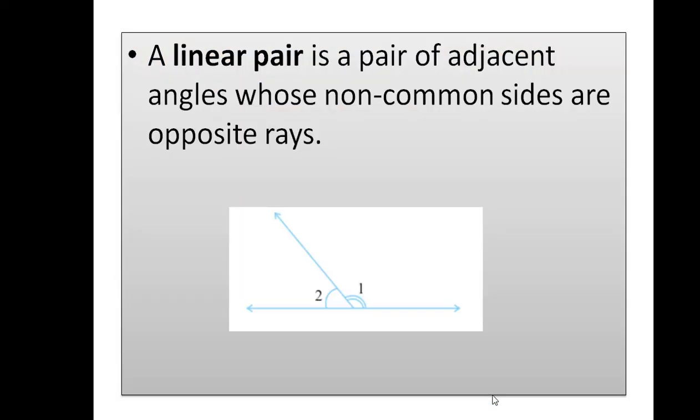Then linear pair. A linear pair is a pair of adjacent angles whose non-common sides are opposite rays. A ray, as we just saw, will have a starting point and doesn't have an ending point. So at the intersecting point the ray is starting. One is to the left side and the other to the right side. They are opposite. So this is a linear pair.